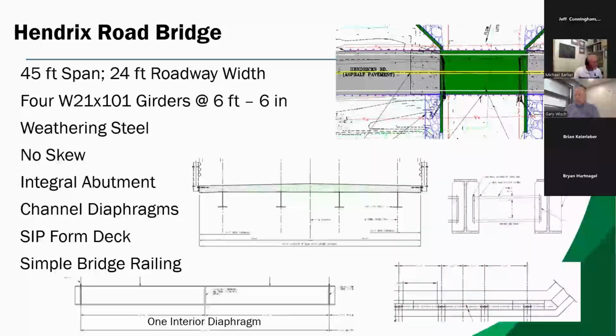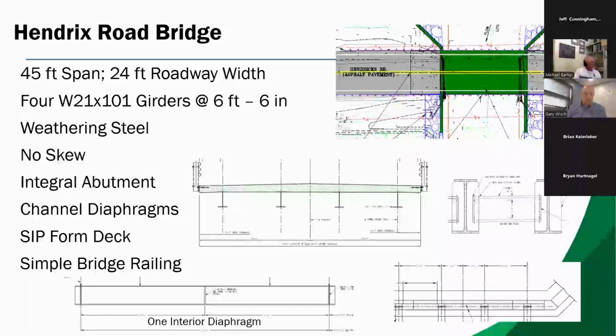So I'm Gary Wisch, and at the time these were fabricated, I was the chief engineer here at DeLong's. I've since moved into a part-time role and semi-retired, but still somewhat familiar with these projects. So when we look at Hendricks Road and the other one that we fabricated, Lockhart Road, what's there to like about these bridges from a fabricator standpoint? What made them desirable for us?